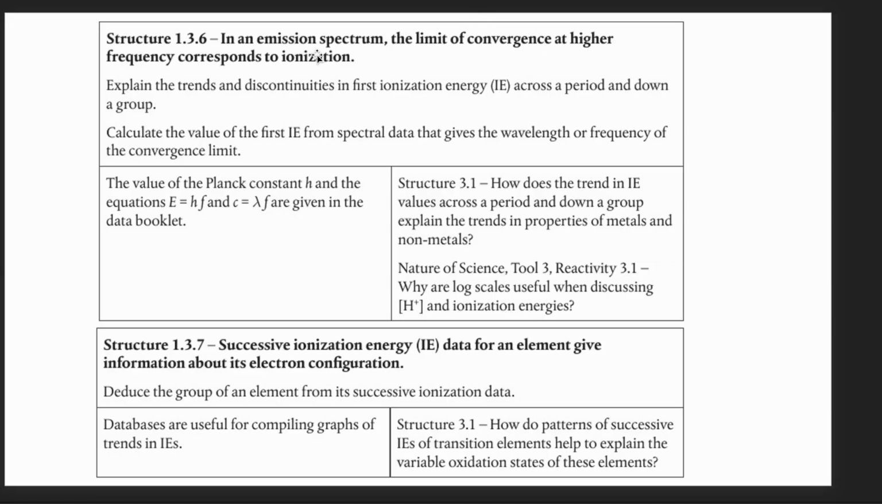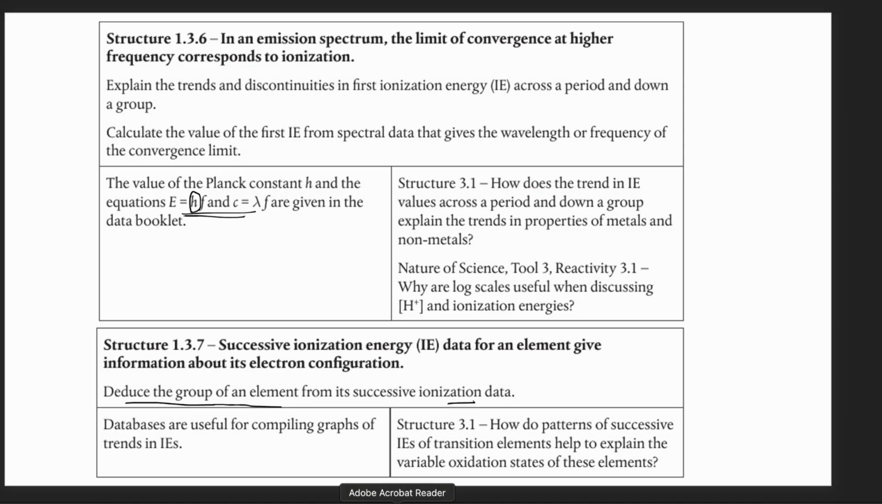Okay, from these subtopics, you need to know how to explain the trends and discontinuities in the first ionization energy across a period and down a group, and calculate the value of the first ionization energy from spectral data that gives the wavelength or frequency of the convergence limit. The formula, the value of the Planck constant h and the equation are given in the data booklet. And also from another subtopic, you need to know how to deduce the group of an element from its successive ionization data.